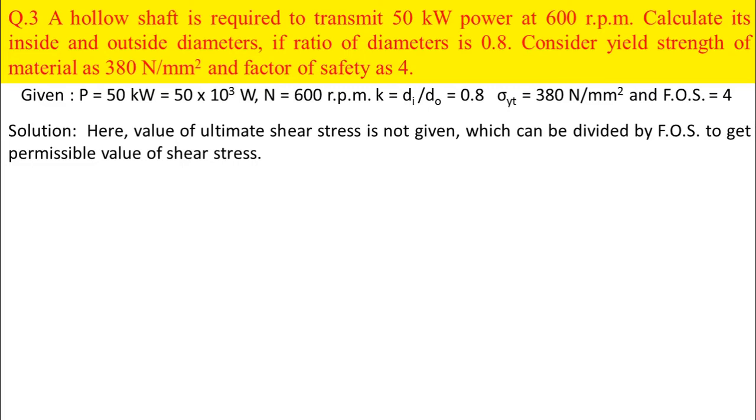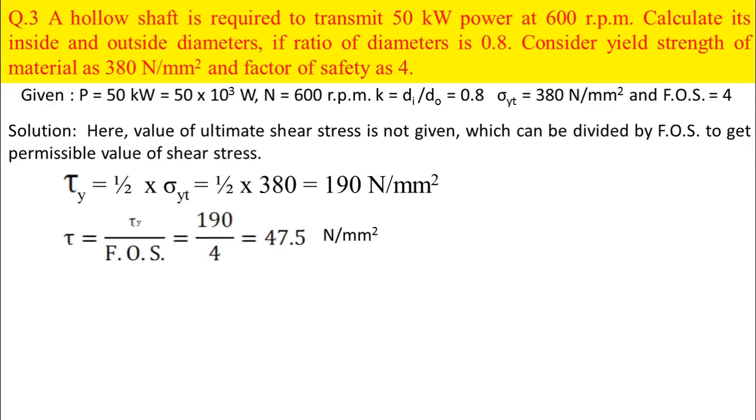The value of ultimate shear stress is not given, which can be divided by the factor of safety to get the permissible value of shear stress. For that, we take the formula tau y is equal to 1 by 2 into sigma yt. Here tau y means ultimate shear stress. From that we will get tau y is equal to 190 Newton per mm square. From that ultimate shear stress, we have to calculate the permissible or allowable shear stress. For that, we divide tau y by the factor of safety, that is 190 divided by 4. From that we will get 47.5 Newton per mm square. This is your allowable or permissible shear stress.